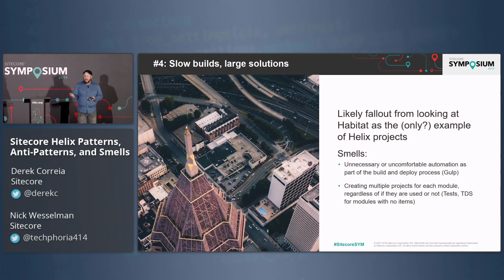Same thing with solutions that are using testing. We see a lot of customers creating test projects and then not writing any tests, and then thinking that we're testing. So again, TDS projects on things that have nothing to serialize is another good example of that. Maybe that's some premature optimization, it could be a couple of different things, but if you're not using those technologies, if you don't need those projects, if you're not doing those types of things, don't include them in that module.